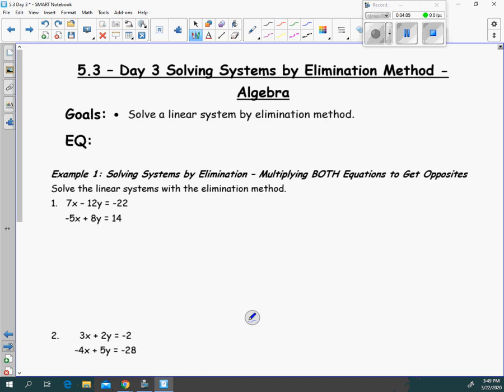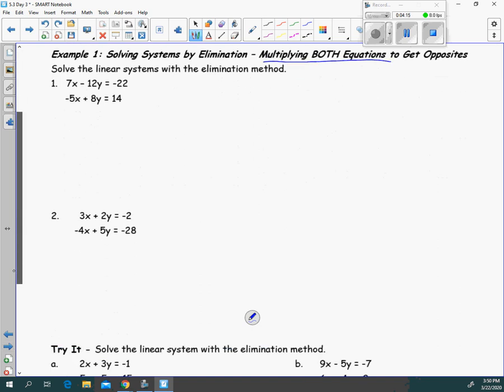So solving a system, we're going to have to multiply both equations to get opposites. But you've got a choice. Landon Wilson might pick one. Bailey Bowman might pick the other variable, but both of you are going to get the same answer. So if I'm looking at this, I see a 7x and a negative 5x. I want to get those to be either 35x and negative 35x.